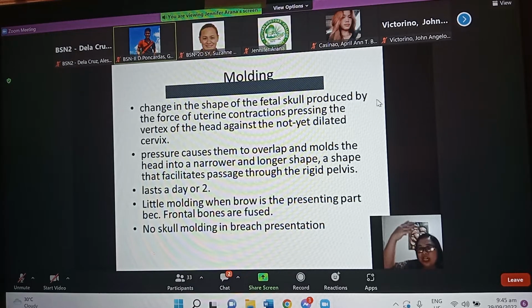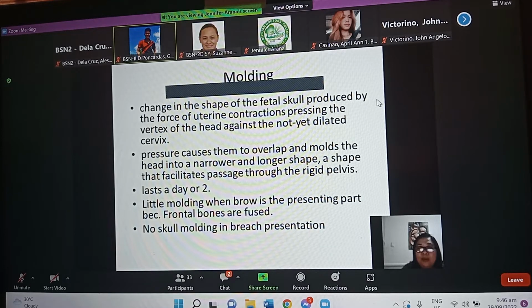So the change in the shape of the head will last for a day or two. After 2 days, the baby's head returns to its normal circular or spherical shape. It will no longer be elongated. The head stays elongated for only 2 days.